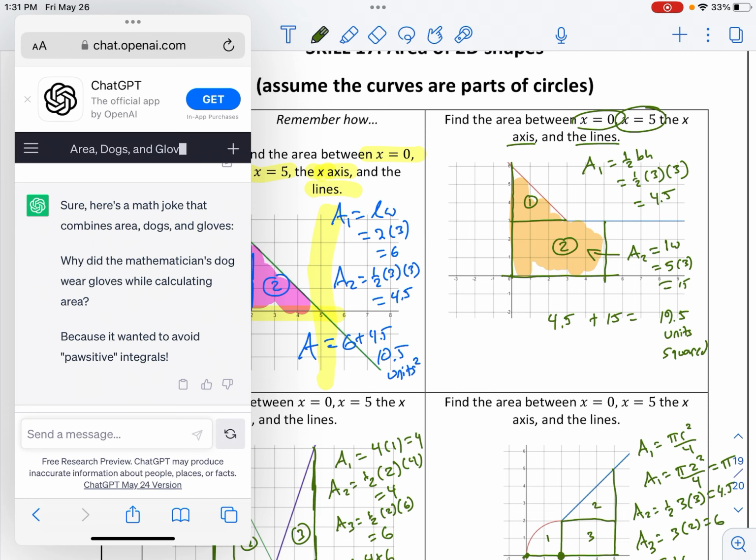Why did the mathematician's dog wear gloves while calculating area? Because it wanted to avoid positive integrals.